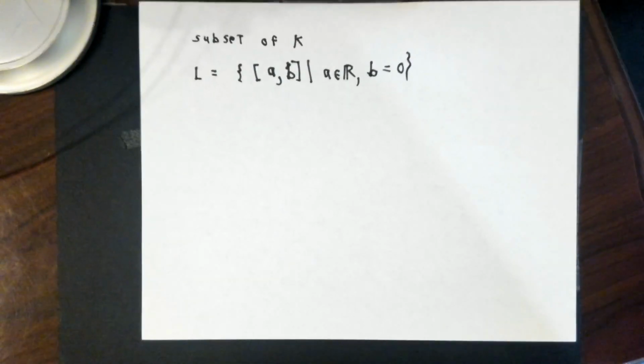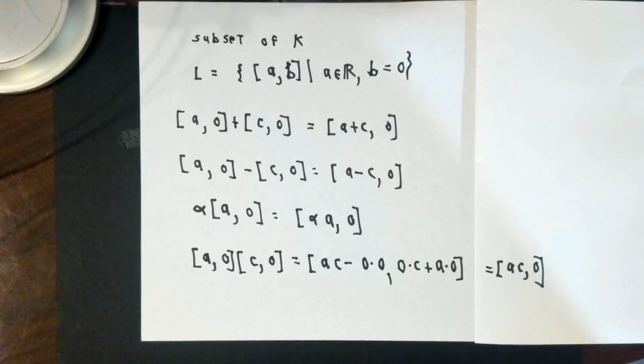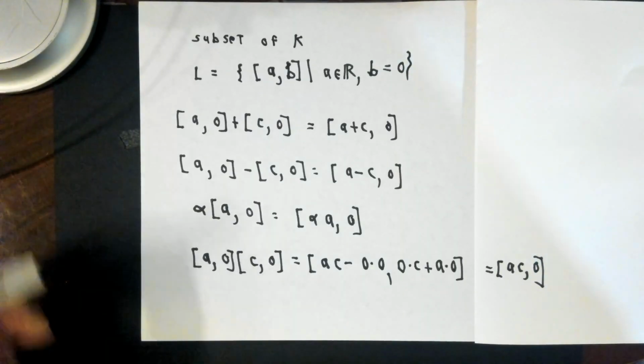It's going to be the collection of all bracket AB quantities, where A is a real number. B is also a real number, but not just any real number. B has to be 0. I want to think about what would happen if you took things like this and applied the rules of addition, subtraction, multiplication to them. The results are informative.